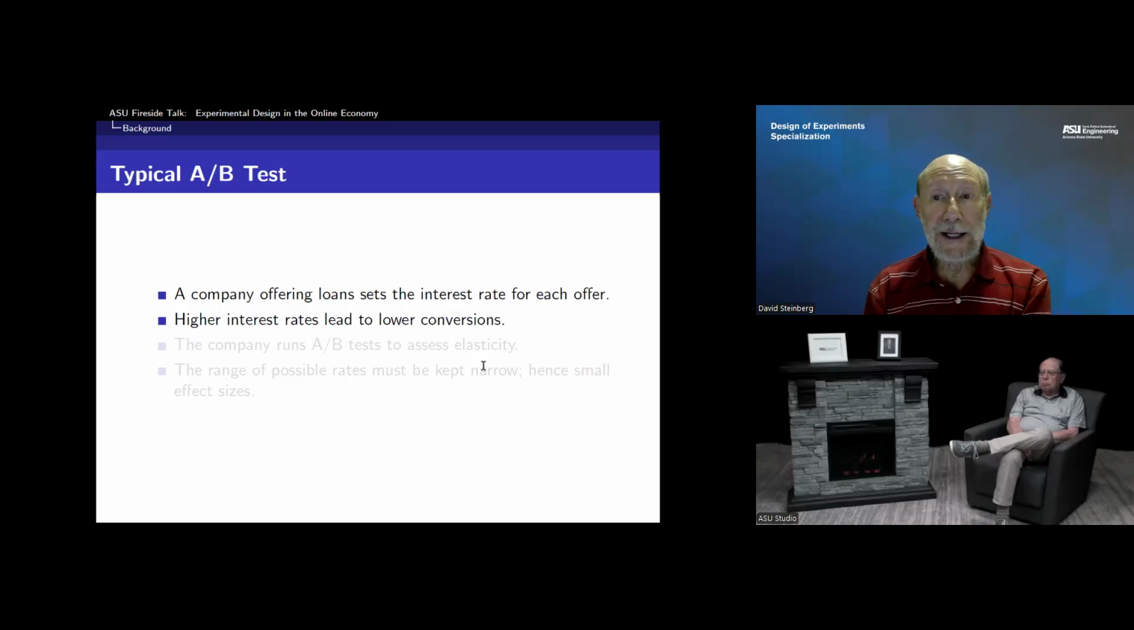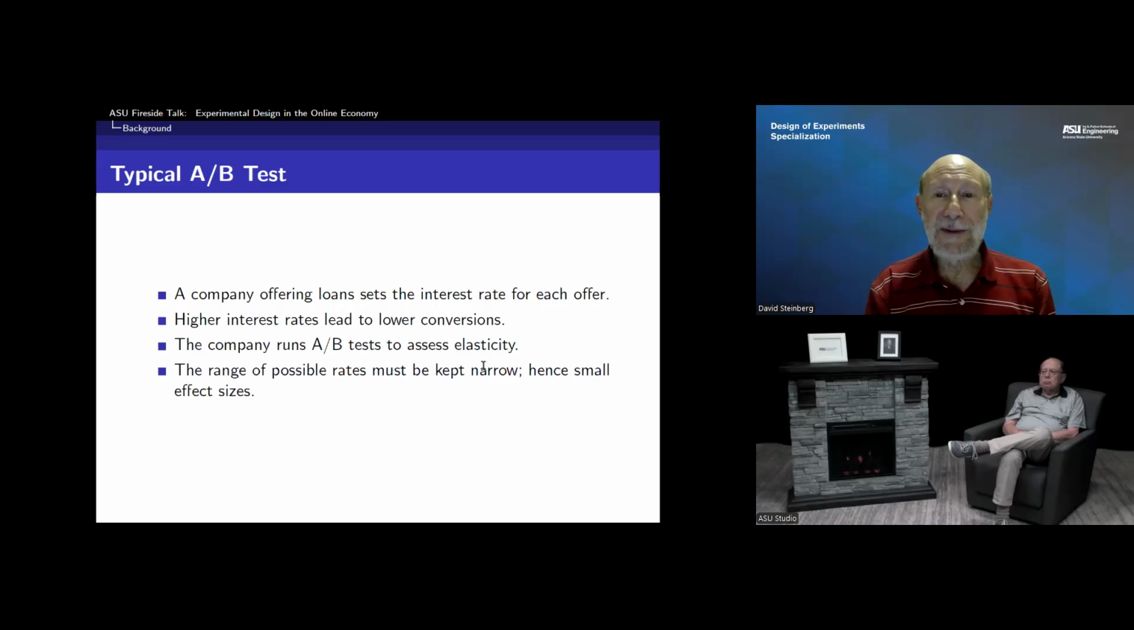One of the things that was of great interest to the company was to assess elasticity. So, to what extent is the drop in conversions related to the interest rate? This is a standard economics question, right? Increase the price, in this case the interest rate, and you're going to get less demand. To what extent? How sensitive are customers to the interest rates that you're offering? And the company ran regular A/B tests to look at that question. So the A/B test would be varying the interest rates around a standard rate in order to get an idea of just how sensitive customers, loan applicants, are to what you offer them.